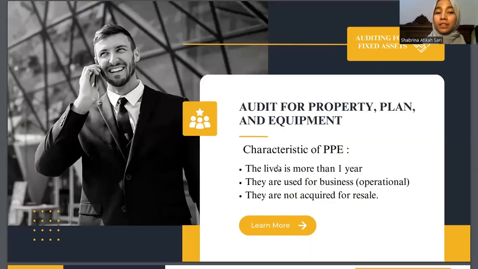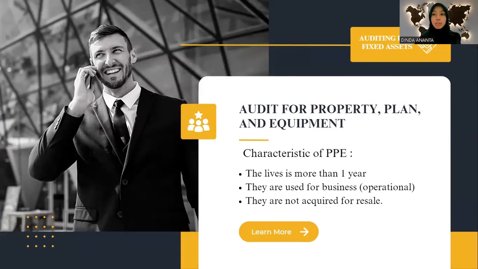Okay, as we know, the transactions in the acquisition and payment cycle affect all asset accounts: supplies, property, plant, equipment, and prepaid expense accounts. The payment made for services also affects many expense accounts. So, the first material, the audit for property, plant, and equipment, will be explained by Dinda. Dinda, the time is yours.